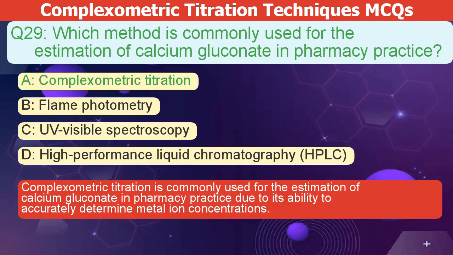The correct answer is A. Complexometric titration is commonly used for the estimation of calcium gluconate in pharmacy practice due to its ability to accurately determine metal ion concentrations.